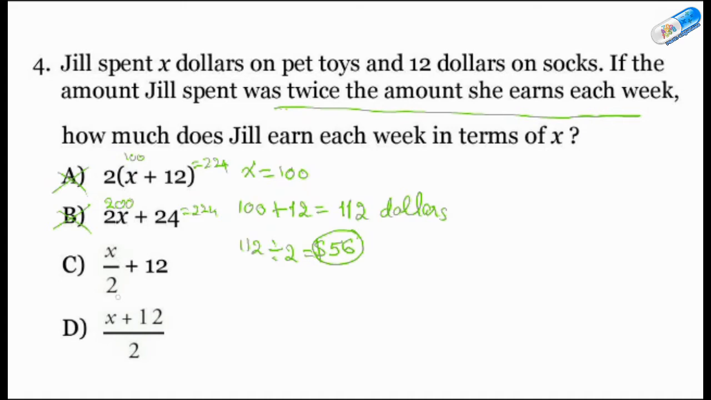Letter C says that X over 2 plus 12, this is 100 over 2, that is 50, plus 12, this is 62, that is not equal to the correct answer. The last choice is X plus 12 over 2, that is 100 plus 12, that is 112 divided by 2 equals 56, so the answer is letter D.